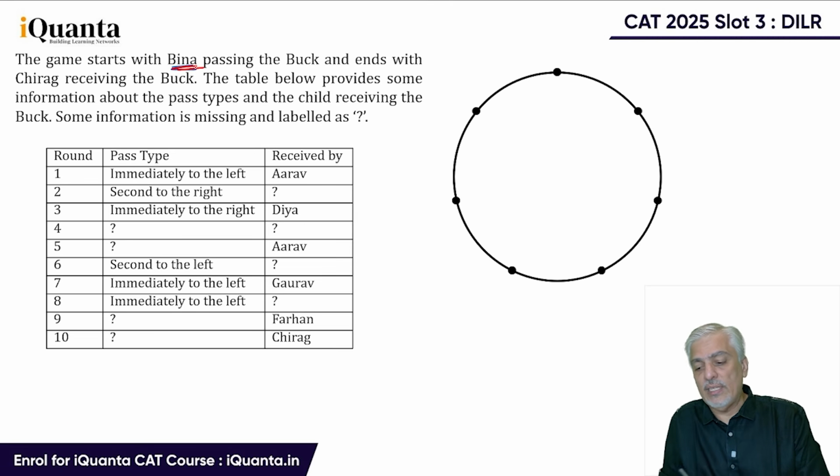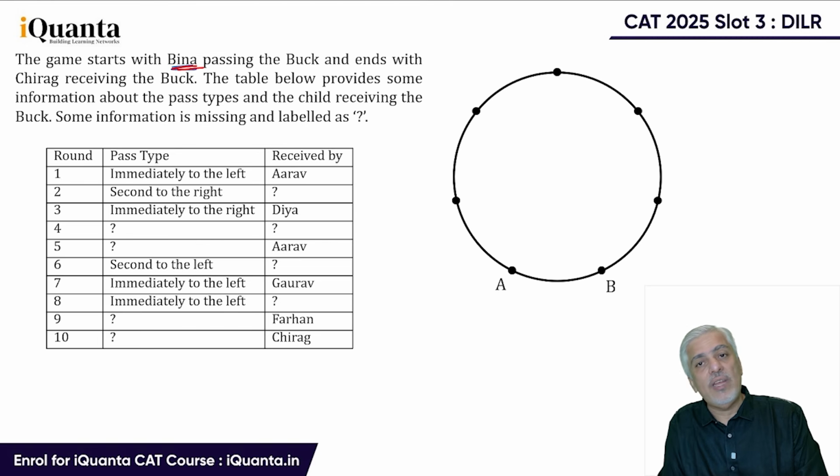Game started with Bina. So let's put Bina anywhere. It will not matter because there were no position numbers or something. So Bina can come in any of these places. Now think a little bit. For the first thing, immediately to the left, Bina passes the buck and that person is Arav. It was received by Arav. So immediately to the left of B is A, that we had already explained earlier also.